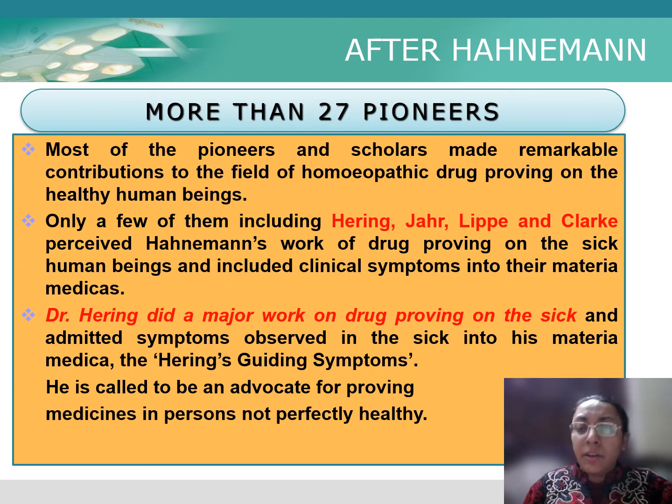Now we talk about after Hahnemann's era. We see that more than 27 pioneers have done work in the field of homeopathic drug proving after Hahnemann. Most of these pioneers and scholars made remarkable contributions to homeopathic drug proving on healthy individuals. But only a few of them, including Herring, Jahr, Lippe and Clarke, perceived Hahnemann's work of drug proving on sick human beings and included clinical symptoms in their materia medicas.